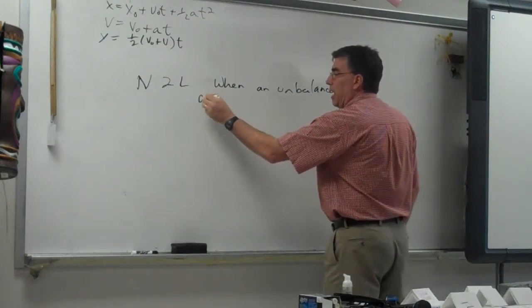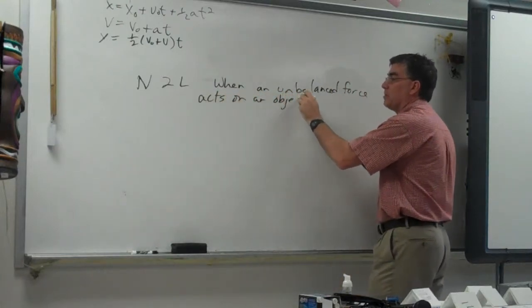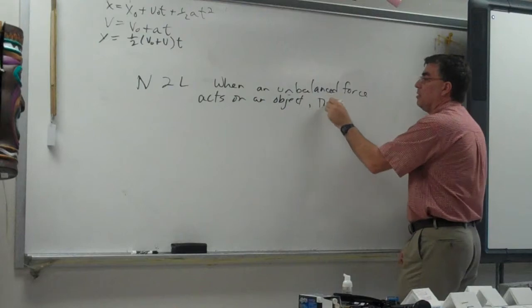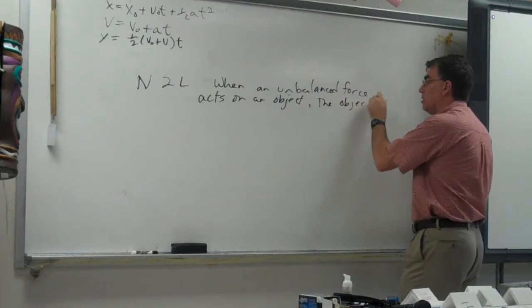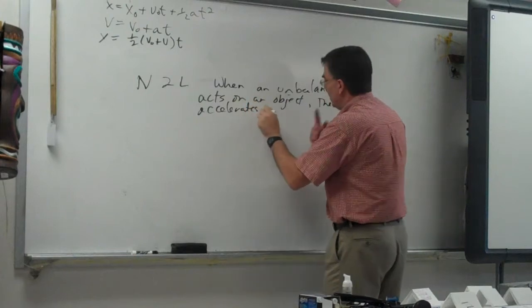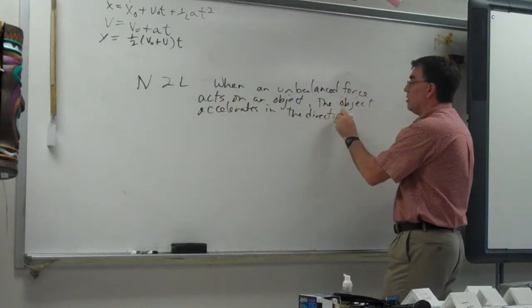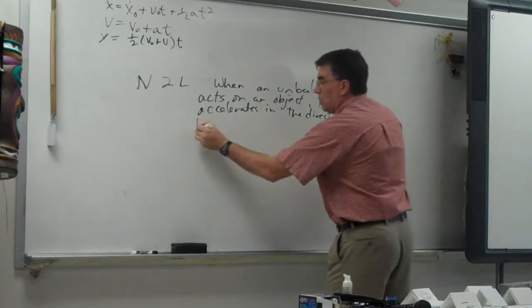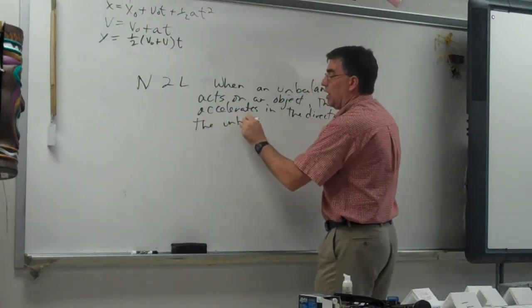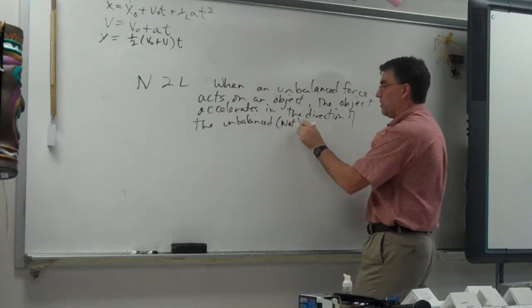When an unbalanced force acts on an object, what happens? The object accelerates, at a rate, in the direction of the force. In the direction of the unbalanced force, and another term for unbalanced is net force.